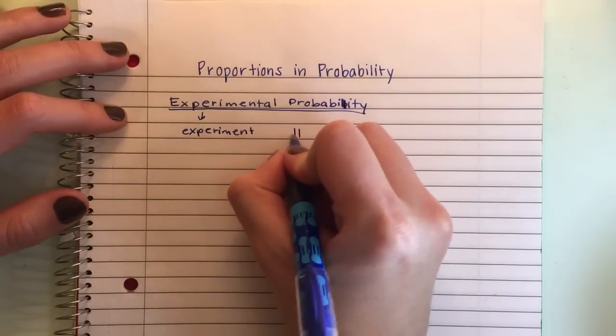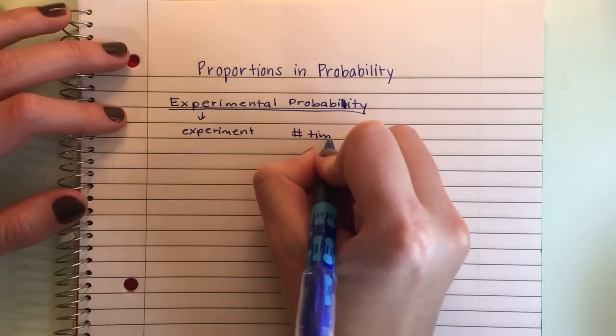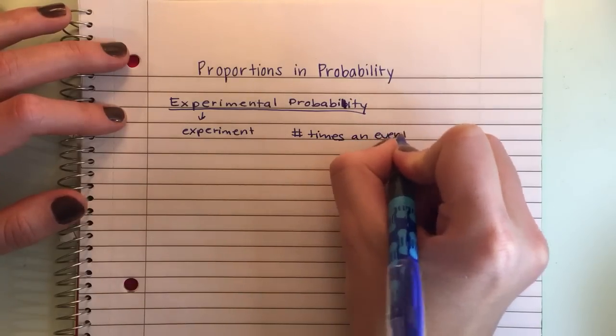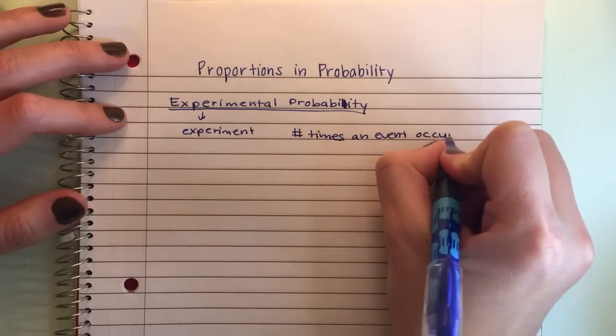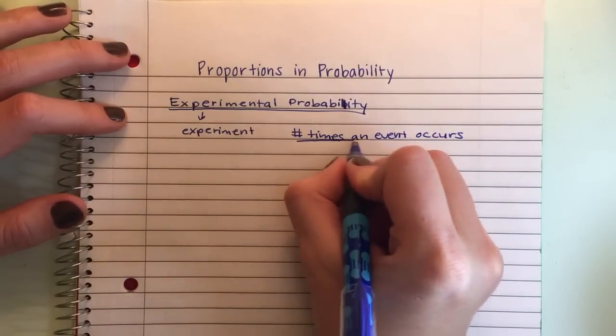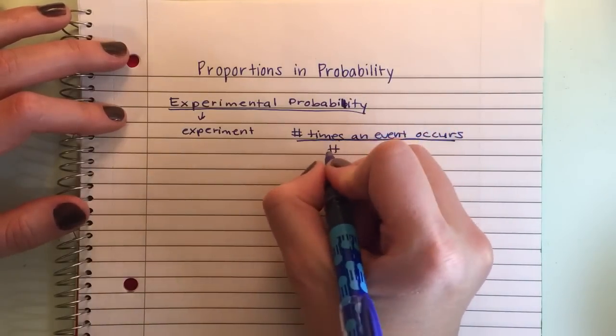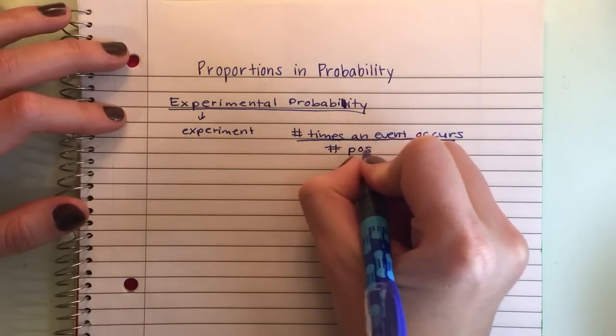So experimental probability is the number of times an event occurs. You could also think of it as the number of times the experiment occurs over the total number of possible outcomes.